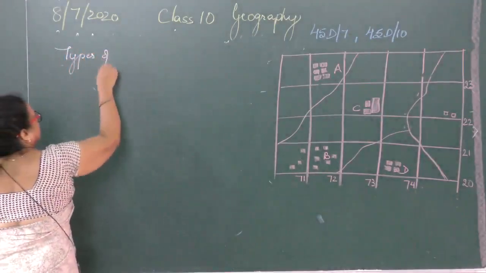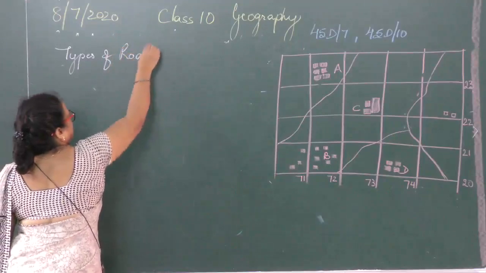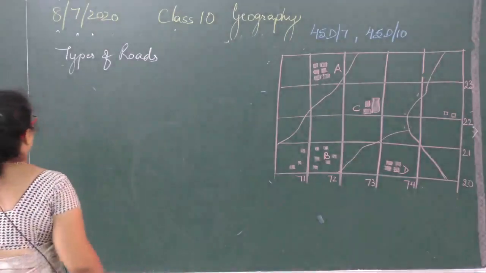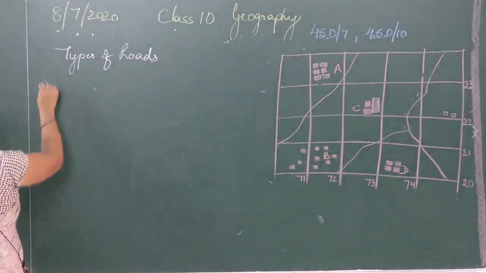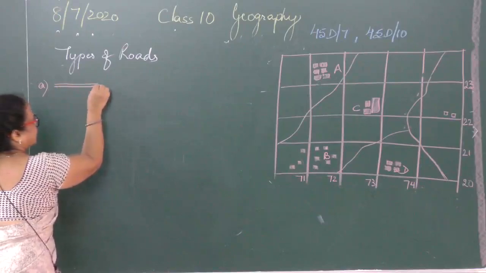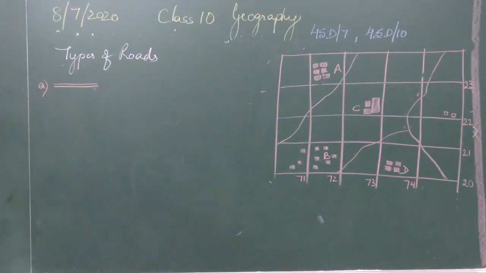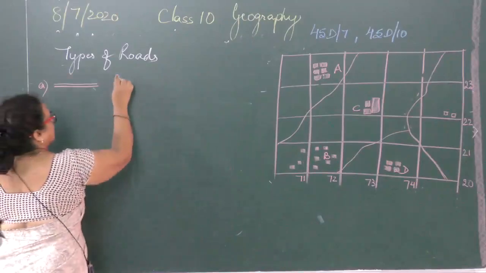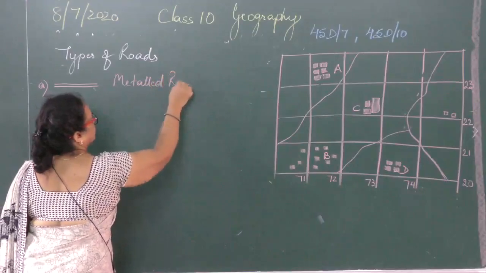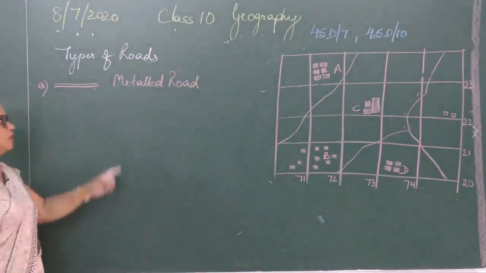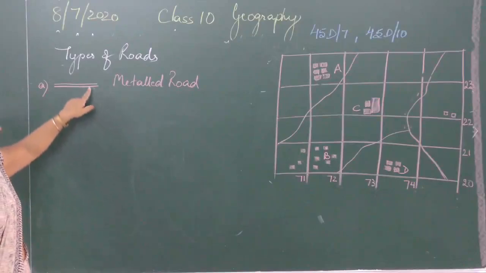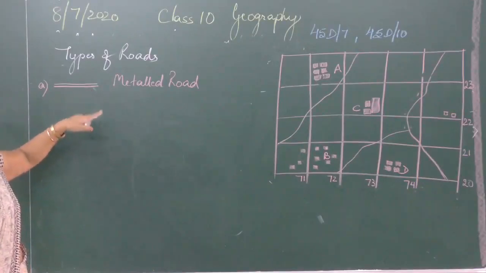Types of roads. Here, you can draw along with me. The first one will be two red lines parallel to each other. This is a metalled road. You have to learn the symbol with the name, with the color. If the lines are in any other color, the meaning will change.